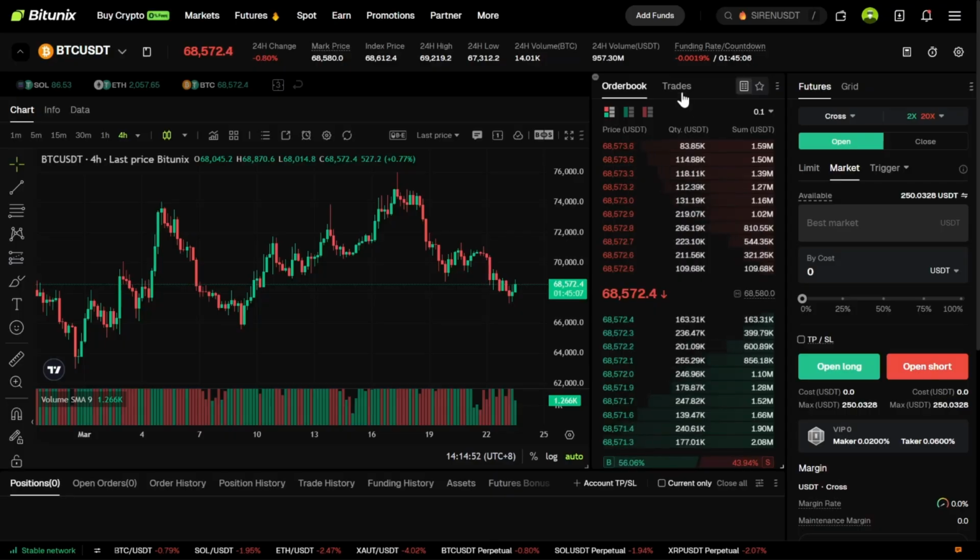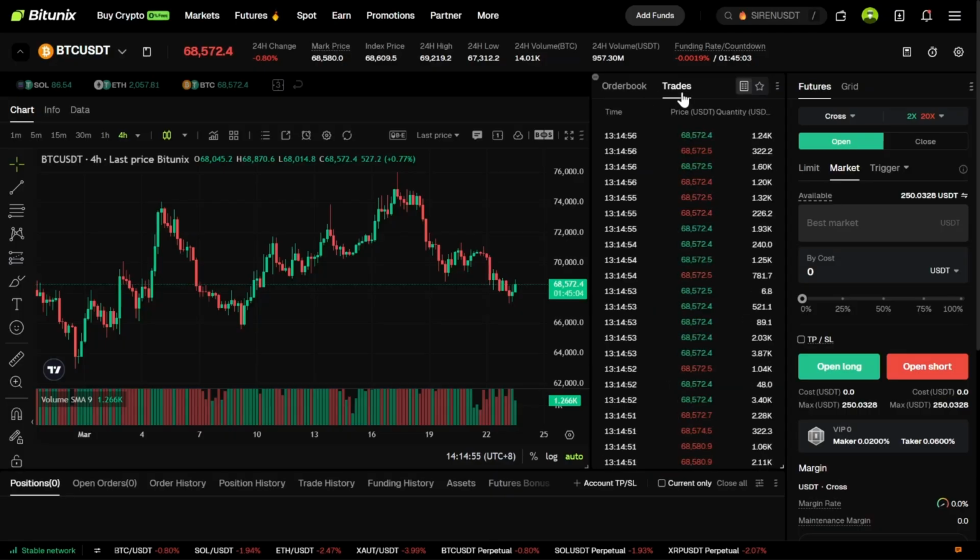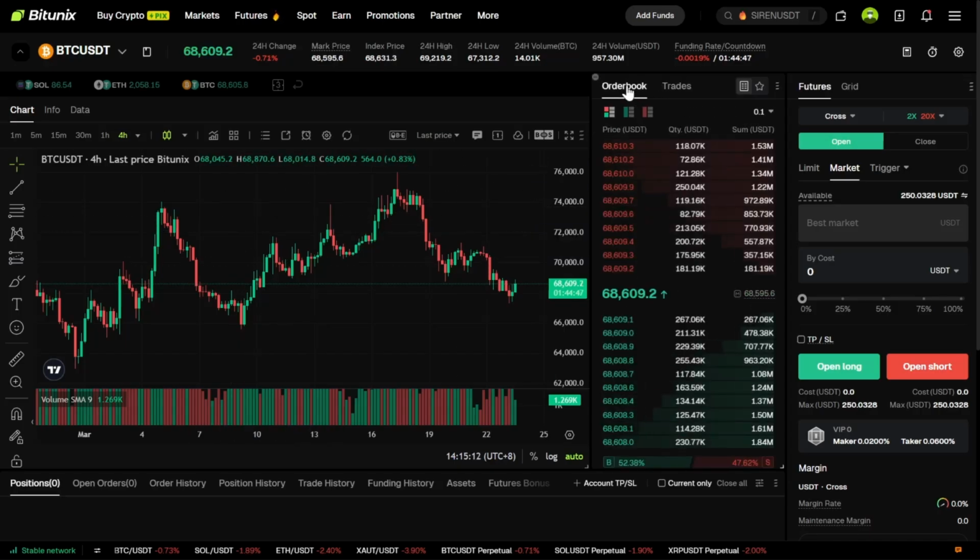We can also click on trades. This section shows the most recent trades happening on the exchange in real time. It can help traders quickly see the current pace of buying and selling in the market. Now that we understand the chart and the order book, we can now get closer to executing our trade.